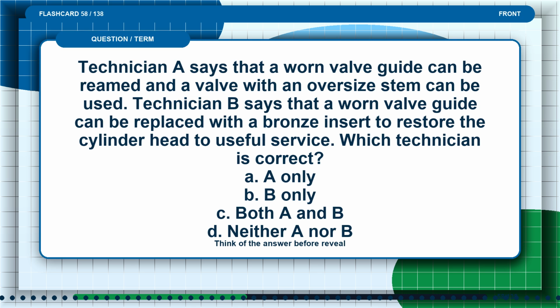Flashcard 58. Technician A says that a worn valve guide can be reamed and a valve with an oversized stem can be used. Technician B says that a worn valve guide can be replaced with a bronze insert to restore the cylinder head to useful service. Which technician is correct? A only, B only, C, both A and B, D, neither A nor B. Pause and think of the answer before the reveal.